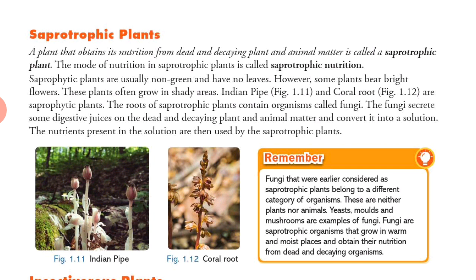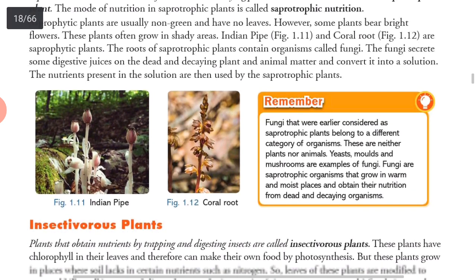Fungi that were earlier considered saprotropic plants belong to a different category of organisms. These are neither plants nor animals. Yeast, molds, and mushrooms are examples of fungi. Got it? Fungi are saprotropic organisms that grow in warm and moist places and obtain their nutrition from dead and decaying organisms. Got it, dear students?